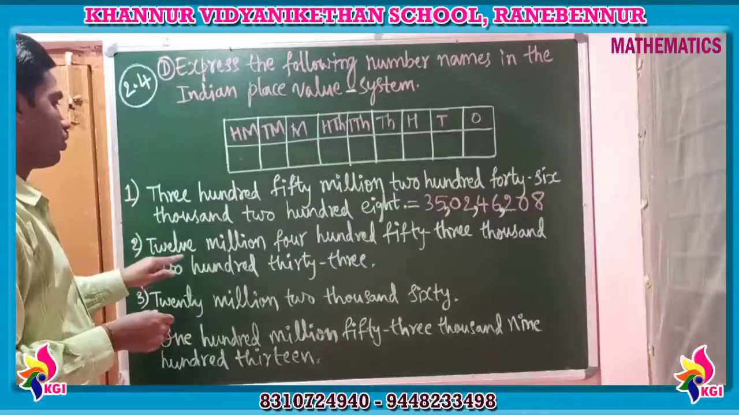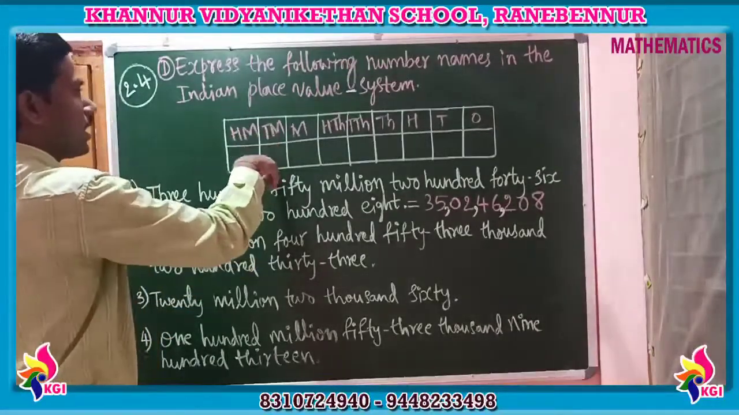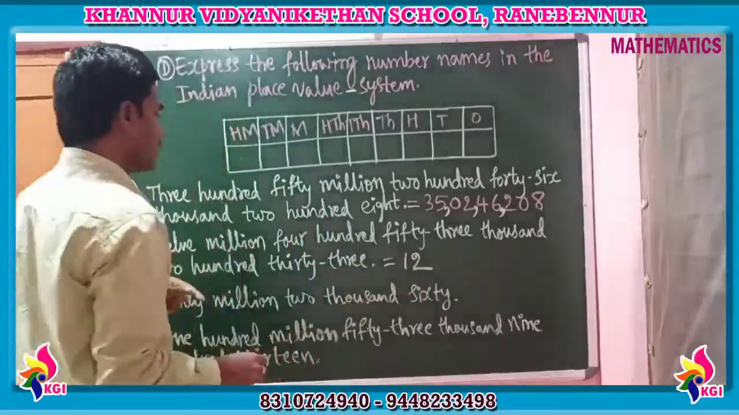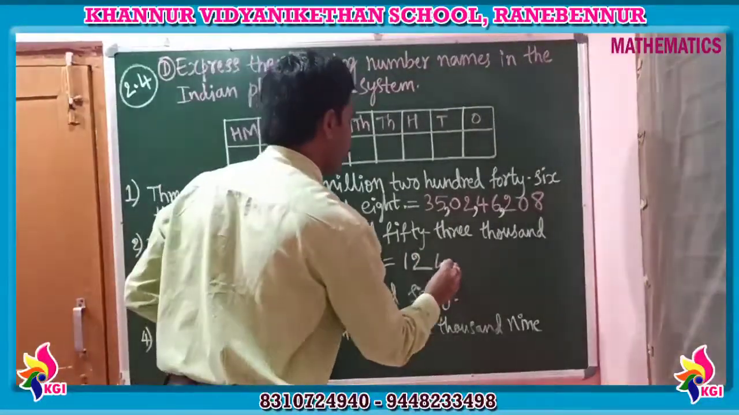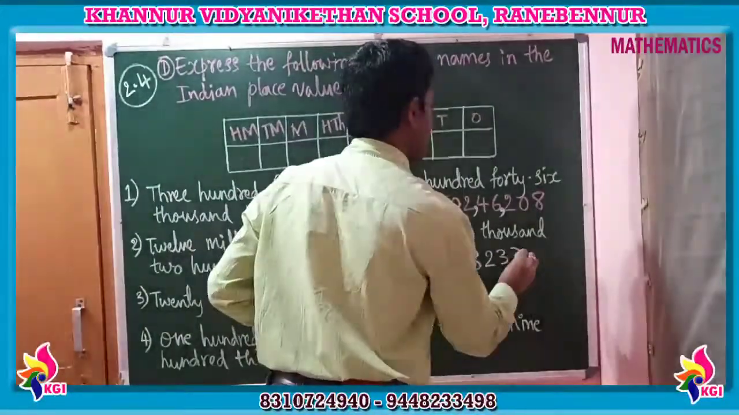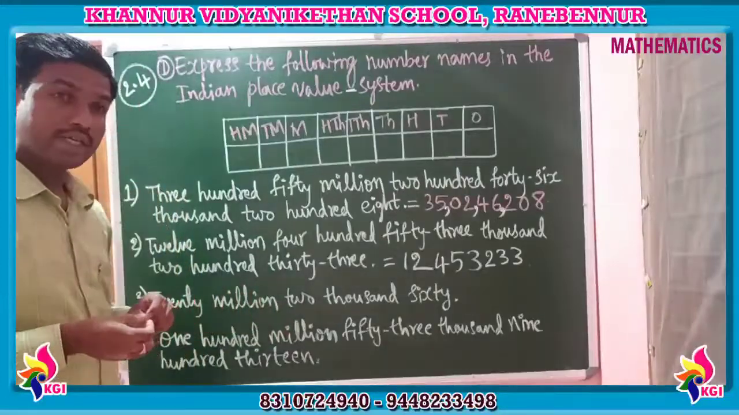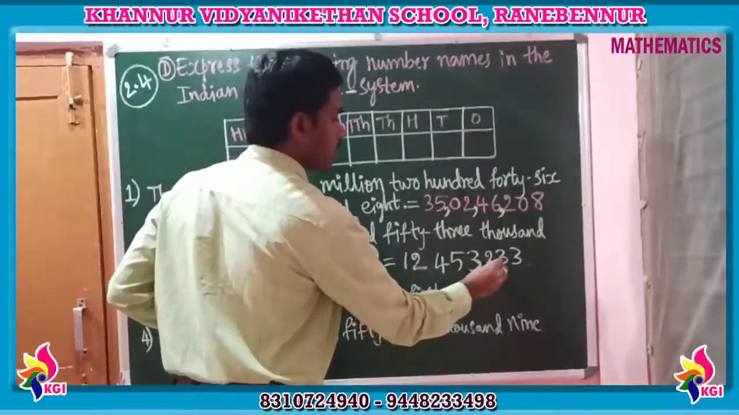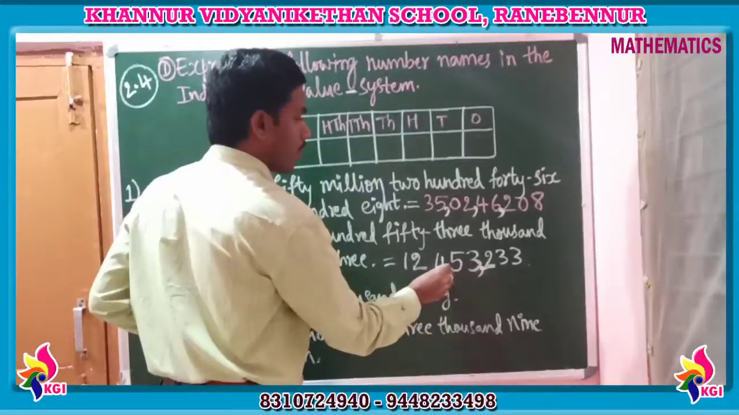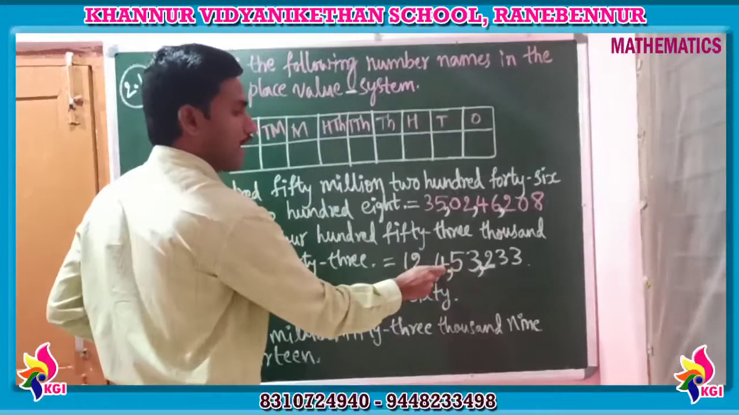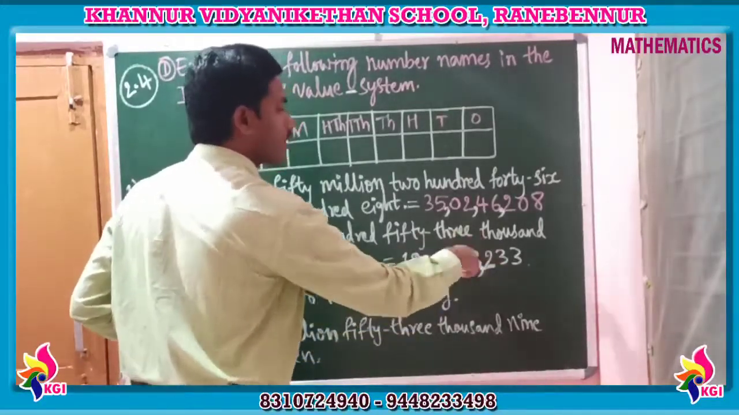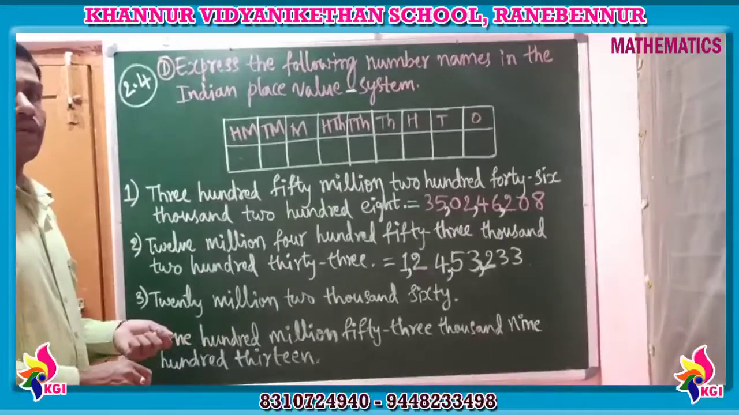The second one, 12 million. Where is 12 million? In the ten million place 1, 2 in the million place. 12 millions, write down 1, 2, then 453,233. Next, put the commas with the help of our Indian place value system. 1, 10, 100. Between 3 and 2, put the comma. Then 3 is in thousands and 5 is in 10,000s, so put the comma between 4 and 5. Then 2 is in the lakhs place, 2 is in the 10 lakhs place and 1 is in crores. So 1 crore 24,53,233 is the numeral form.